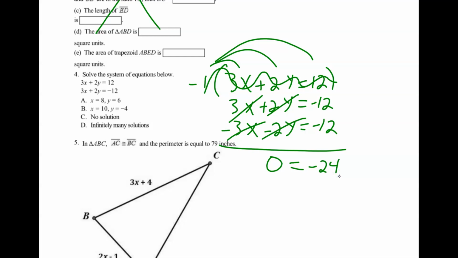Does 0 equal negative 12? Sorry, does 0 equal negative 24? No, it does not. So if they don't equal, there's no solution. Remember, infinitely many would be like if I came up with negative 24 equals negative 24. That would be infinite. But it's not, so it ain't.